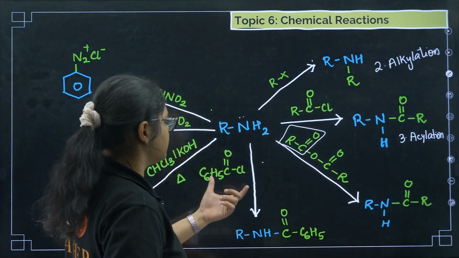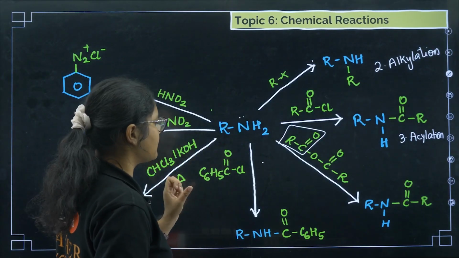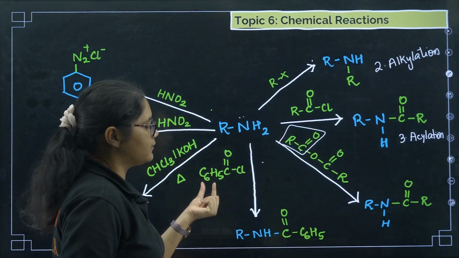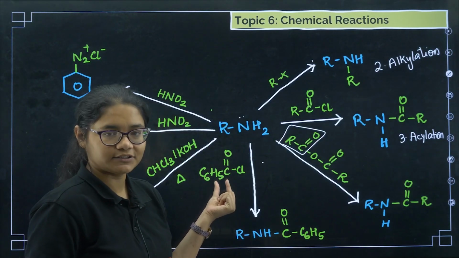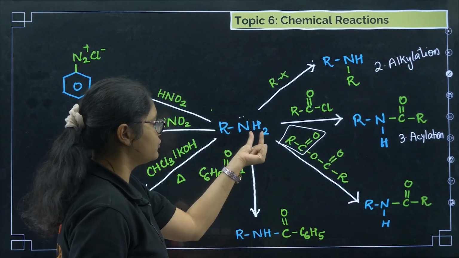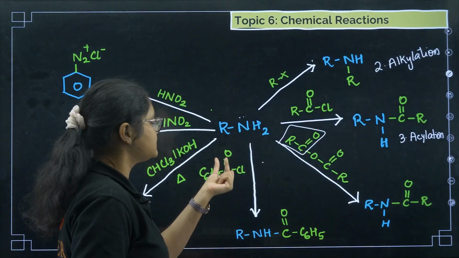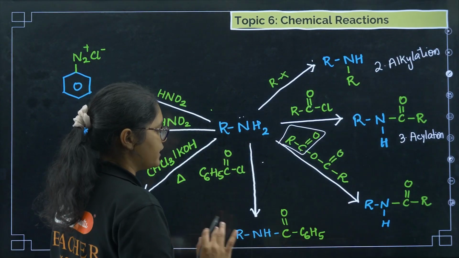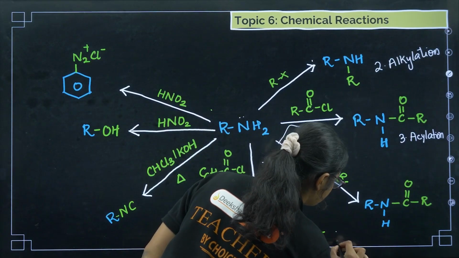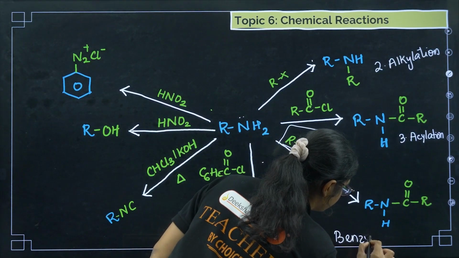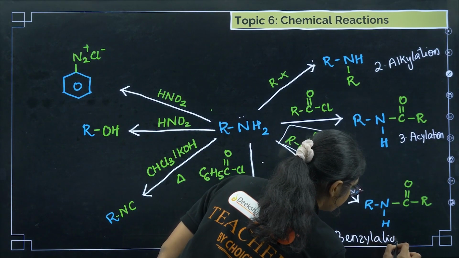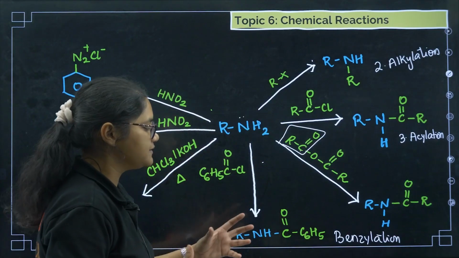Next, here also we can do something. If you take a benzene ring, then it is called benzoylation. When you replace H with a COC6H5 group, that is called benzoylation, but it is very much similar to acylation. The only thing is that a benzoyl group is attached.